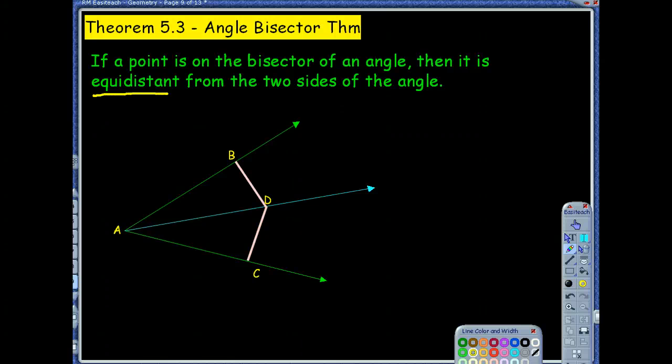All right, this one says if you have a point that is on the bisector of an angle. So we've got a point here, D, that is on this bisector of an angle. It's not really marked that it is, but let's label that. We are told that AD is that angle bisector. Then that point is equidistant, so the same distance or equal distance, from the two sides of the angle.